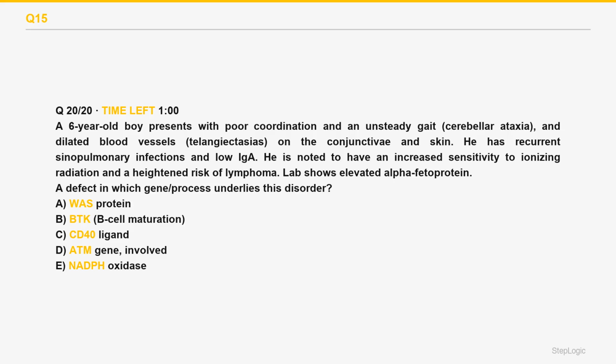A defect in which kidney process underlies this disorder? A 6-year-old boy presents with poor coordination and an unsteady gait, cerebellar ataxia, and dilated blood vessels, telangiectasias, on the conjunctiva and skin. He has recurrent sinopulmonary infections and low IgA. He is noted to have an increased sensitivity to ionizing radiation and a heightened risk of lymphoma. Lab shows elevated alpha-fetoprotein.